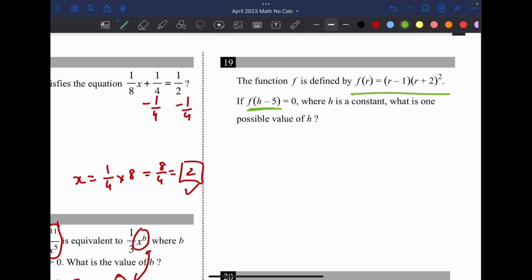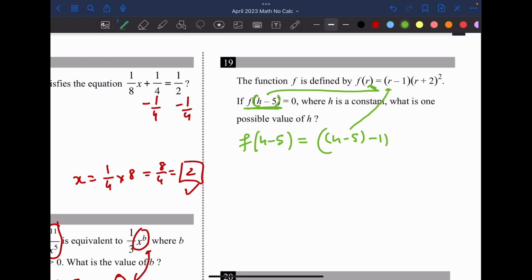If f of h minus 5 is equal to 0, where h is a constant, what is one possible value of h? Okay, so first, if we're trying to find f of h minus 5, plug in h minus 5 into f. So f of h minus 5 would be equal to (h minus 5 minus 1) multiplied by (h minus 5 plus 2) squared. I just put in h minus 5 here.